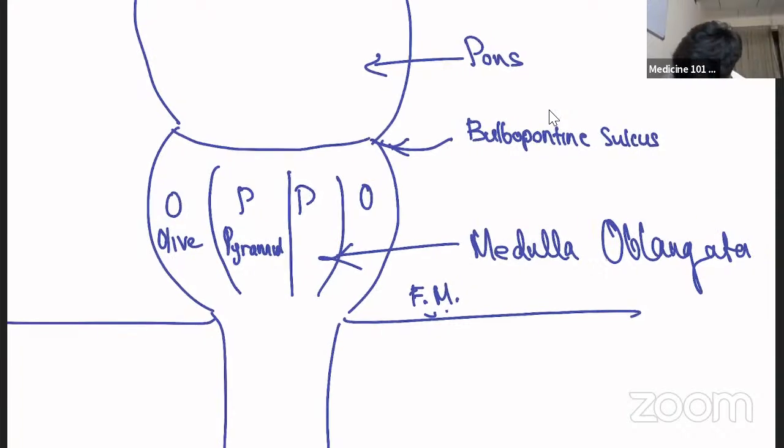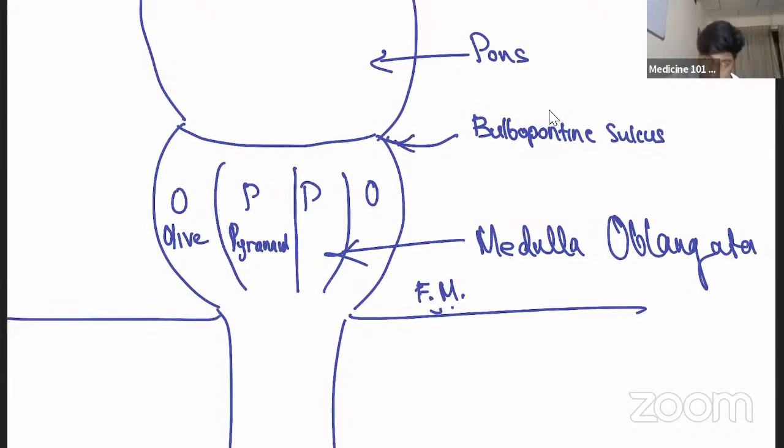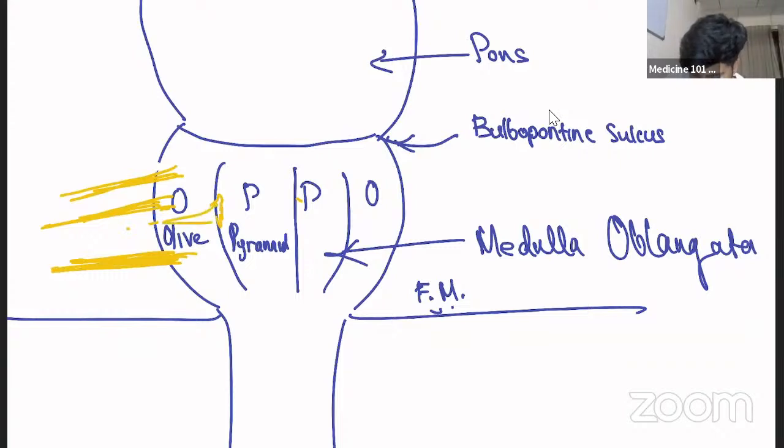So there are four cranial nerves that come from the medulla oblongata. Three of them come from this region of the olive, and one of them comes from the pyramids. Like, it will come on this side of this sulcus. Cranial nerves 9, 10, 11, and cranial nerve 12 comes from here.